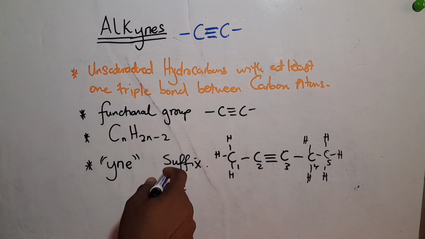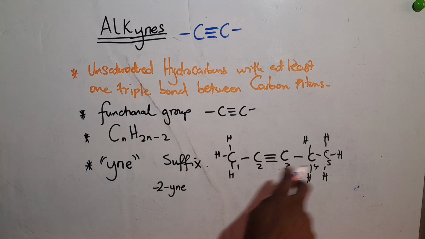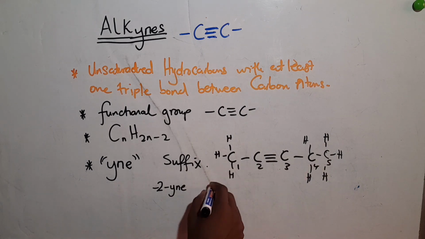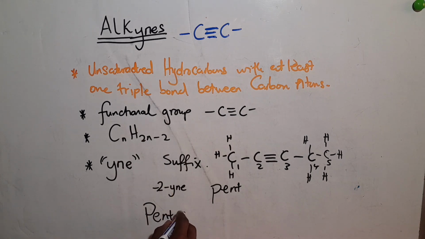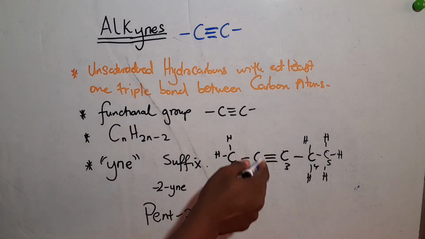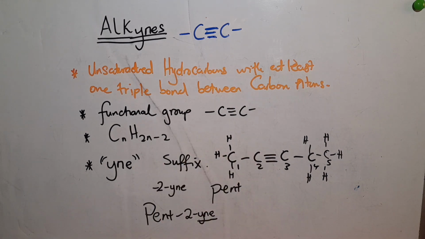yne, right? But what is the parent name? What is the longest chain? 5 carbons. That's a pent, right? So putting everything together, this would be pent-2-yne. This representing that these are alkynes, and also the position where the triple bond came on, right? As simple as that, right? That's how we can do these alkynes.